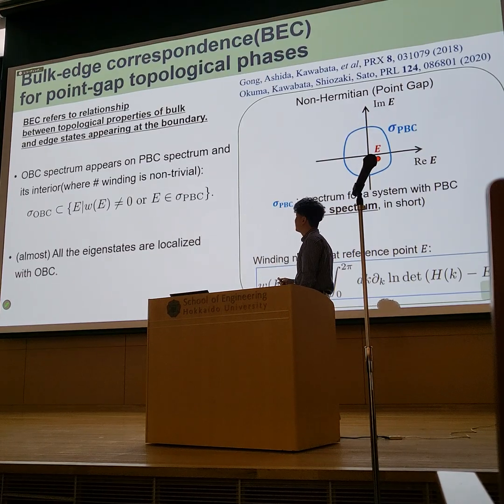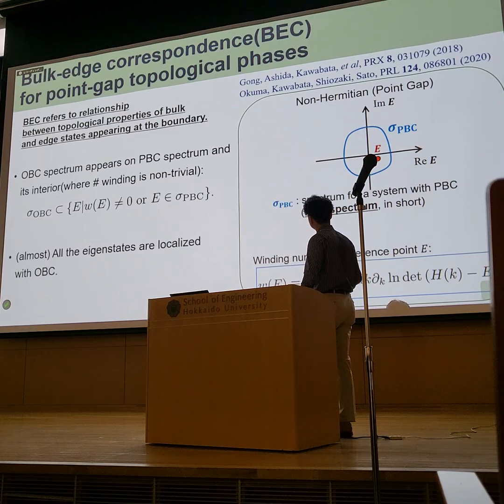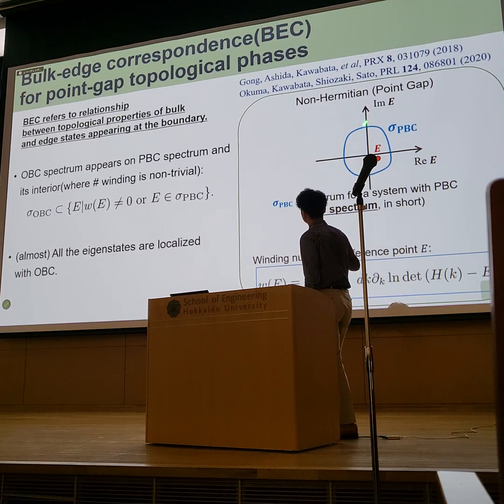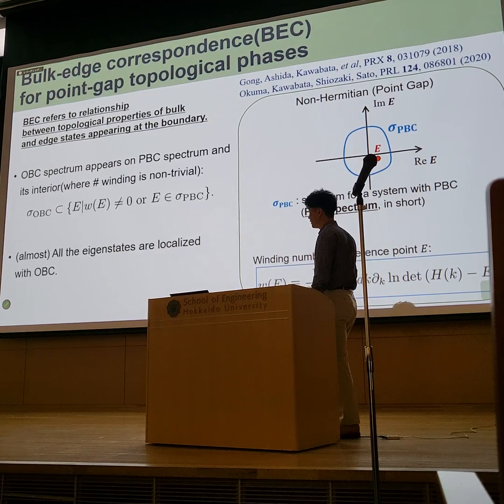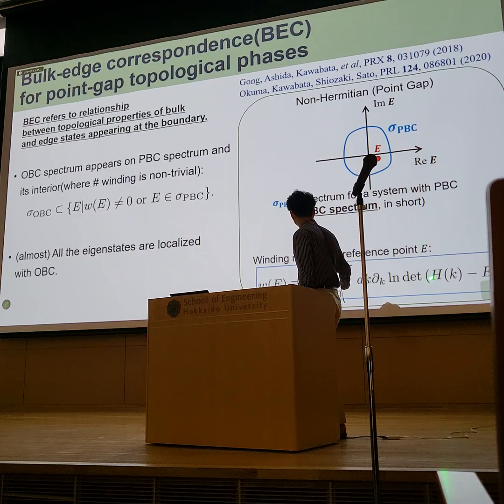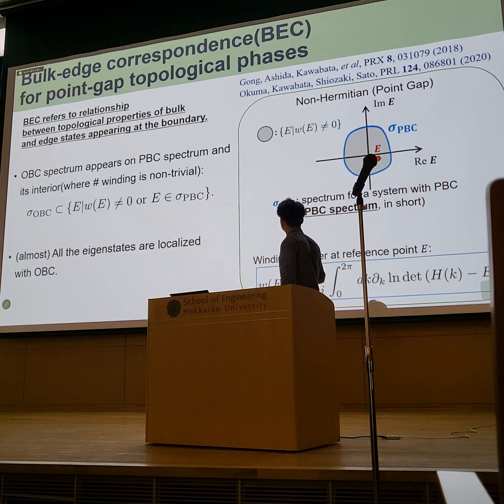Alright, so in this study, we focused on the localized correspondence for point-gap topological basis, which is unique to non-Hermitian systems. Localized correspondence refers to a relationship between topological properties of the bulk and the edge states appearing at the boundary. The figure on the right shows the spectrum for a system with periodic boundary condition in light blue. The topological number for point gap is defined by the following formula, which represents the winding number. Winding number means how many times the PBC spectrum goes around the point E on the complex plane. According to this definition, the area where the winding number has a finite value is shown in gray.